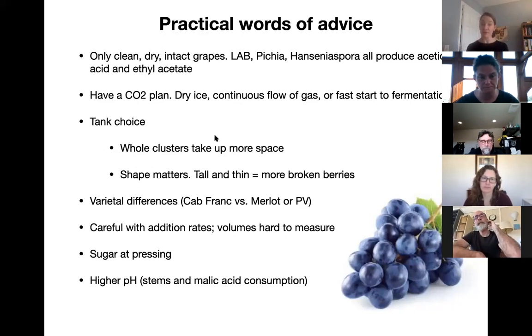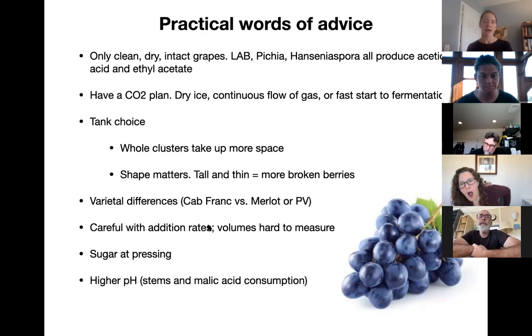We've already talked a little bit about varietal differences there. Addition rates are a little bit hard here, because if you only have a little bit of fermenting must in there, but you're doing your entire acid addition, sometimes you can overwhelm things. So think carefully about how much juice you have versus how many berries you have in there.